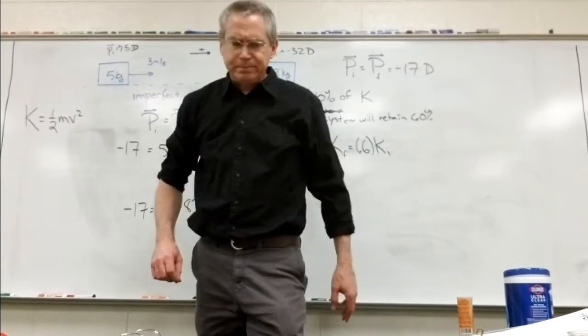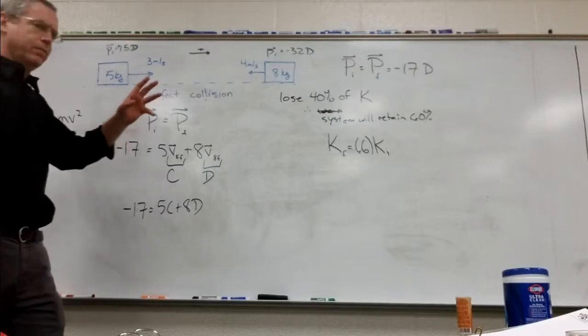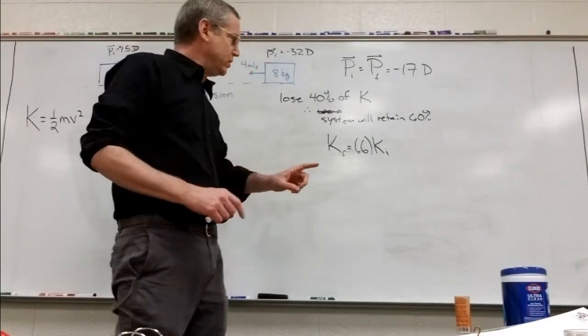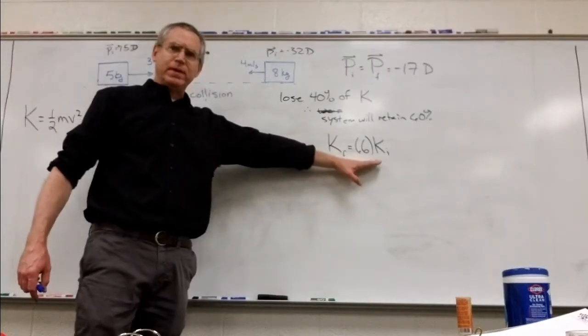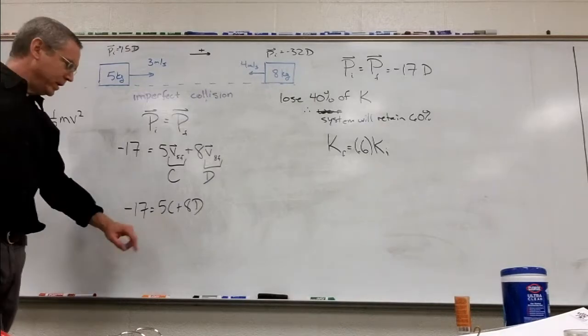All right, so we're back. We had left off where we needed two equations here because we have two unknowns. We don't know the velocity of either object after the collision. So we have one equation based upon the kinetic energy and one equation based upon the momentum.